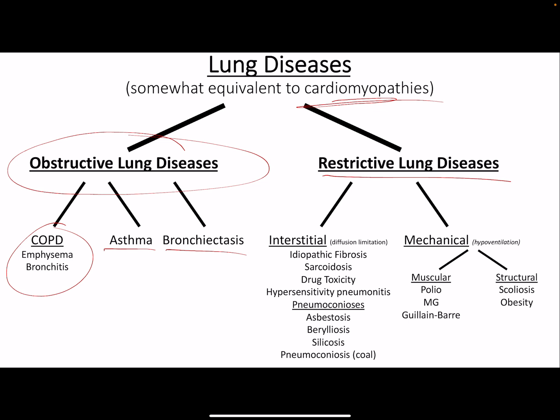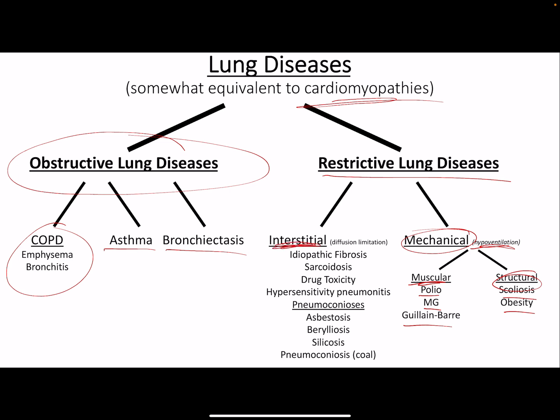So we can break these down into mechanical issues. So hypoventilation, whether that be a reduced tidal volume or reduced respiratory rate. Then muscular issues, whether it be polio, myasthenia gravis, Lambert-Eaton myasthenic syndrome, or Guillain-Barré. And then we have structural issues like ankylosing spondylitis, scoliosis, and obesity.